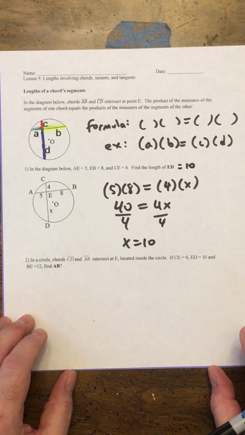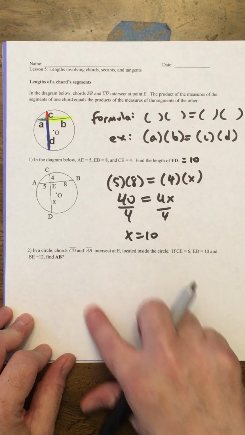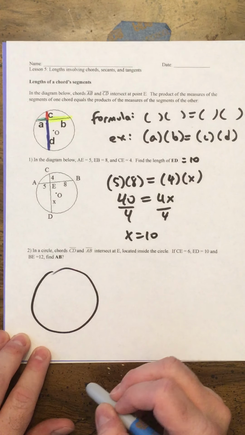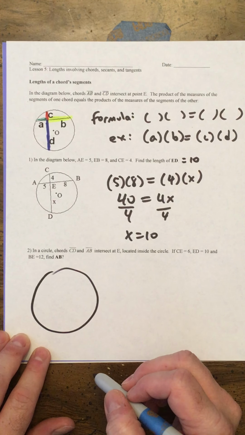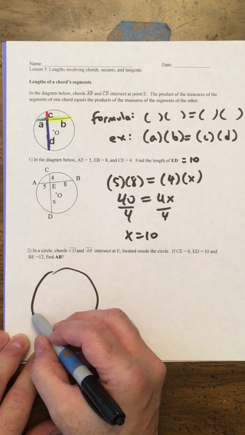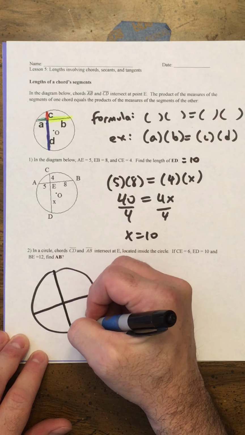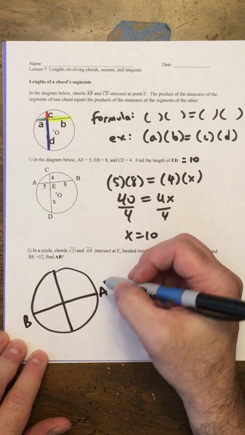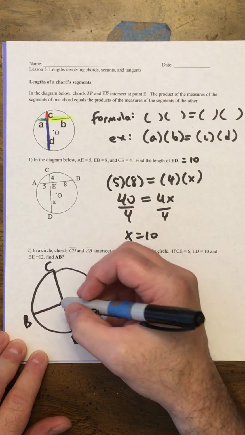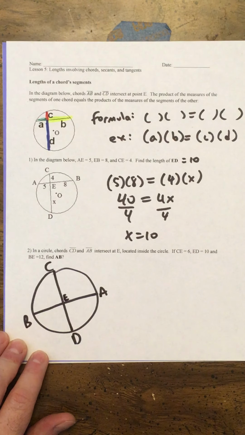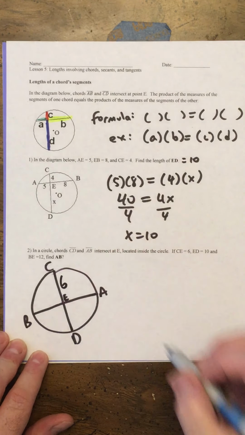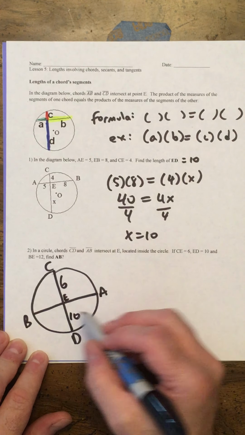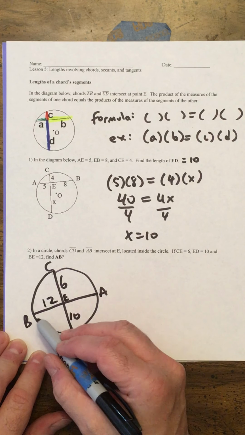Okay, the next problem, the diagram is not drawn. So you would have to create the diagram. It says in a circle, so we'll make a circle. It says chords CD and AB intersect at E. So let me draw that in. So here are two chords. I'll call one chord AB and the other chord CD. And they intersect here at point E. Let's see what the pieces are. CE is 6, ED is 10, BE is 12, and we want to find AB.